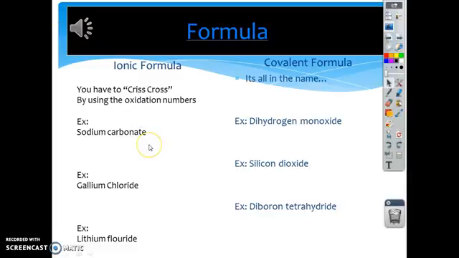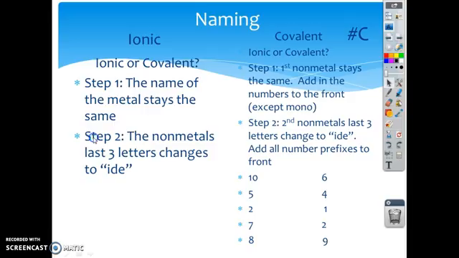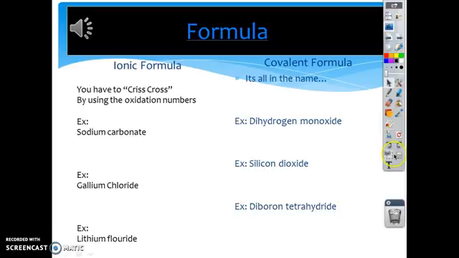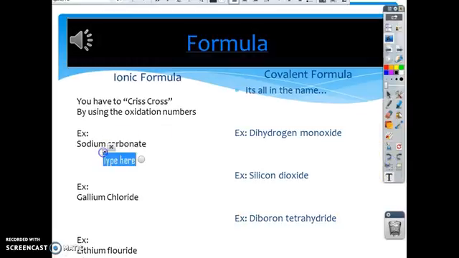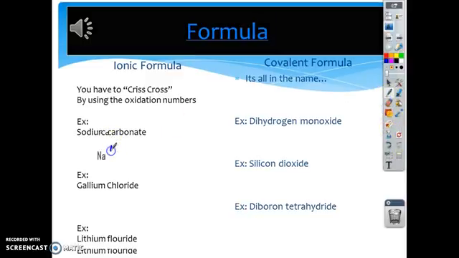So that's a good way to remember what you have to do in an ionic formula. You have to crisscross the oxidation numbers or the charges. Okay, so here's an example. Sodium carbonate. Look at your periodic table and find sodium and determine what his oxidation number would be. Sodium's oxidation number would be +1. So we have Na, and he has an oxidation number here of +1.